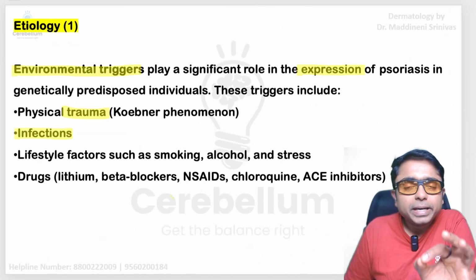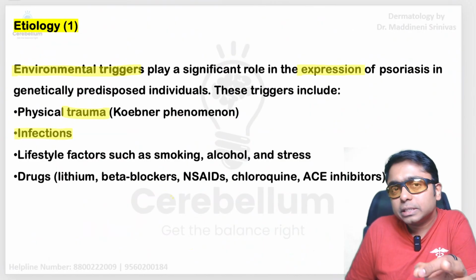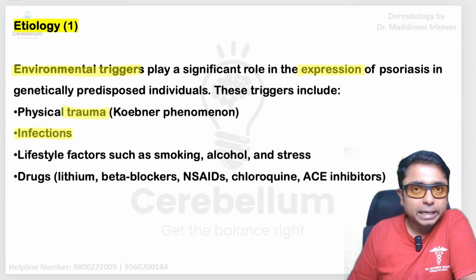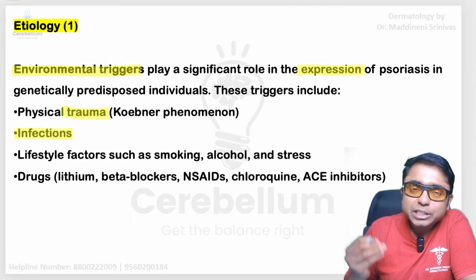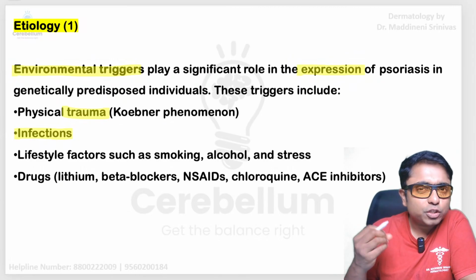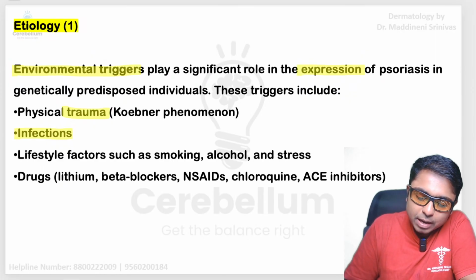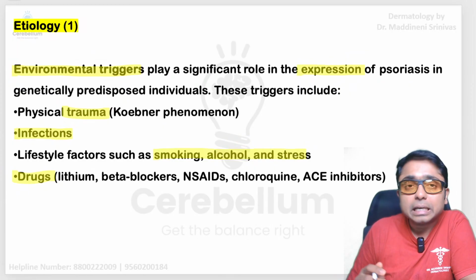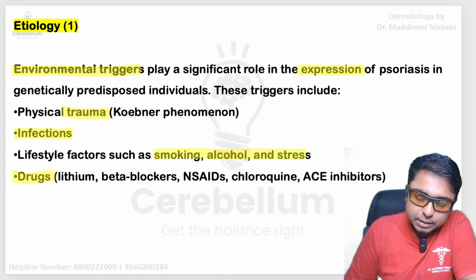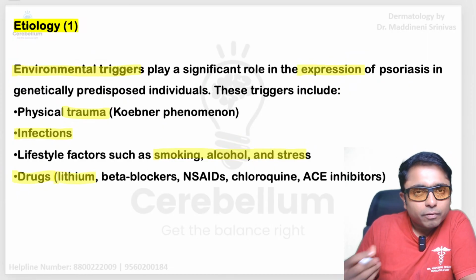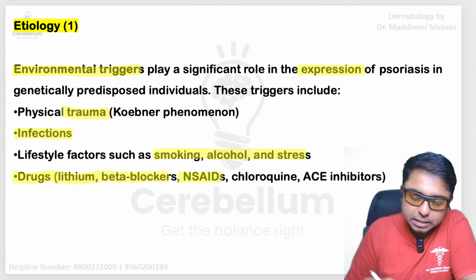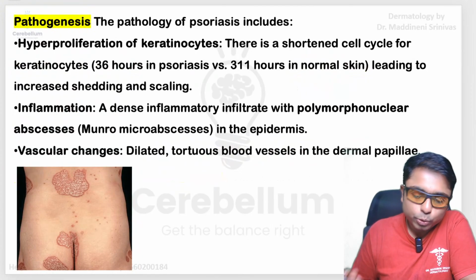Infection with group A beta hemolytic streptococcus is associated with guttate psoriasis, where raindrop like psoriatic lesions develop in children, and there will be a history of sore throat in these children. Smoking, alcohol and stress can all aggravate it, and there are also certain drugs which can trigger psoriasis. What are those? Lithium, which is used in psychiatry, beta blockers, NSAIDs, ACE inhibitors. These are all the medications which can trigger psoriasis.